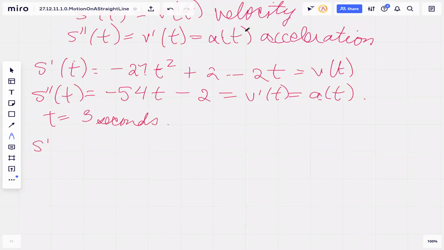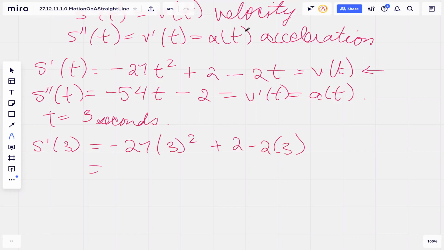This means we need to plug in 3 for t in the velocity expression, or the first derivative of the position. So that's negative 27 times 3 squared plus 2 minus 2 times 3. Let's evaluate this: negative 27 times 9 plus 2 minus 6. 27 times 9 is negative 243, minus 4.